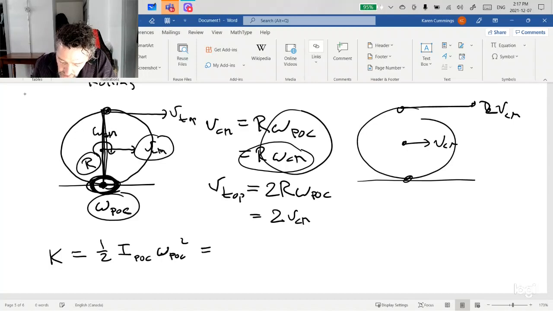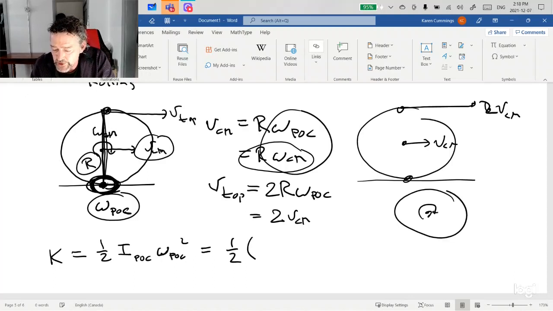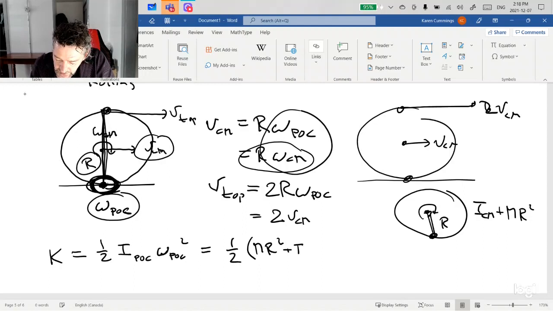Okay, so let's work this out because it's interesting. So you go 1/2, what's I point of contact? Here I have a wheel. I know what its moment of inertia is for rotation about the center of mass. That's ICM. If I wanted to figure out the moment of inertia for rotating about this point, a parallel axis located a distance r away, well, I just use the parallel axis theorem. That's just ICM plus an mr squared. So we have an mr squared term plus ICM, times, what's omega point of contact? Well, that's the same as omega cm.